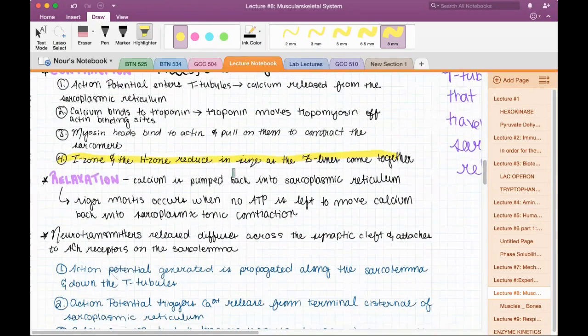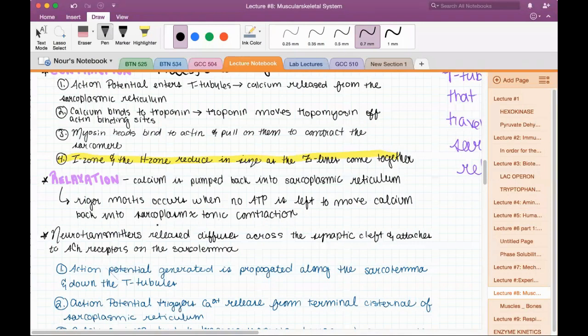Okay. So next we have relaxation. In order for relaxation to occur, you need to get rid of that calcium. That calcium is the reason why everything started, right? You want to get rid of the ice cream truck so the security guard could go back to its place, right?